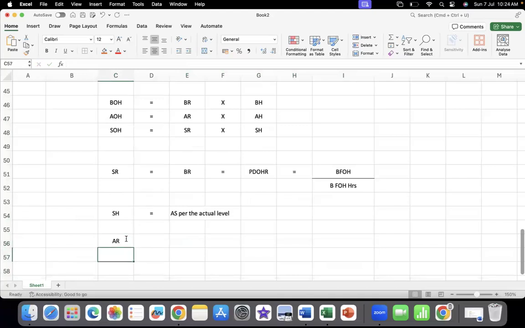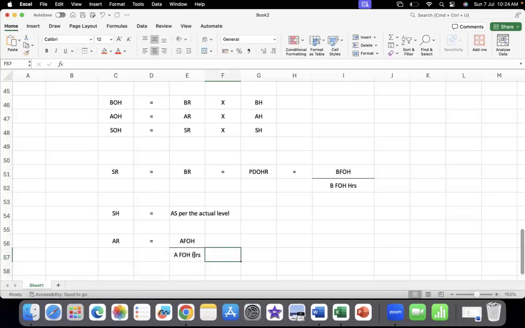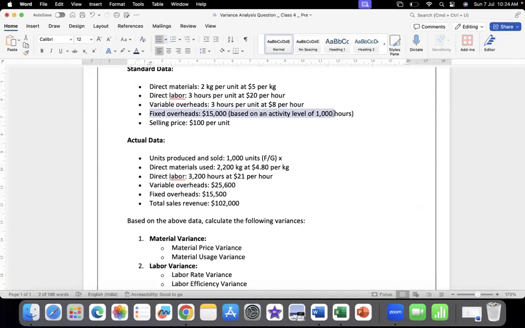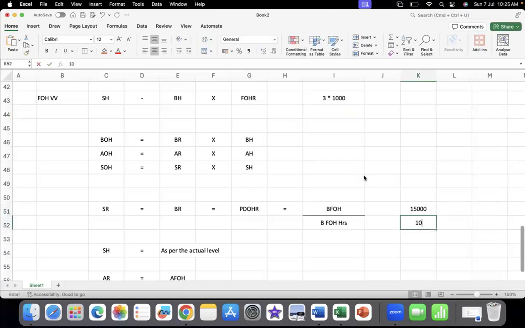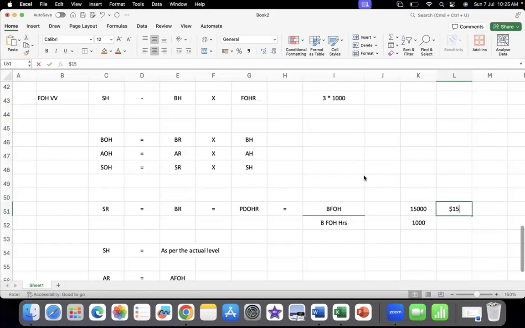And then there is the actual rate. So you have hours and you have rate. The actual rate would be actual fixed overheads divided by the actual fixed overhead hours. Now, can you tell me what exactly would be the answer? The fixed overhead rate would be $15,000 divided by 1,000, which is the activity level in hours for fixed overheads. That gives you an answer of $15. That is your rate.